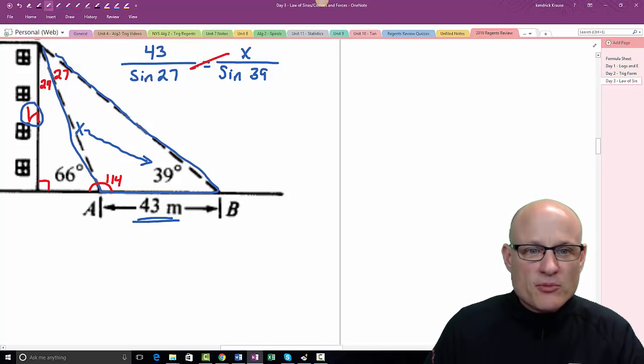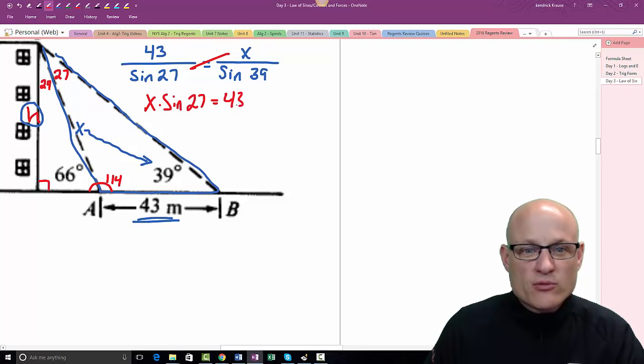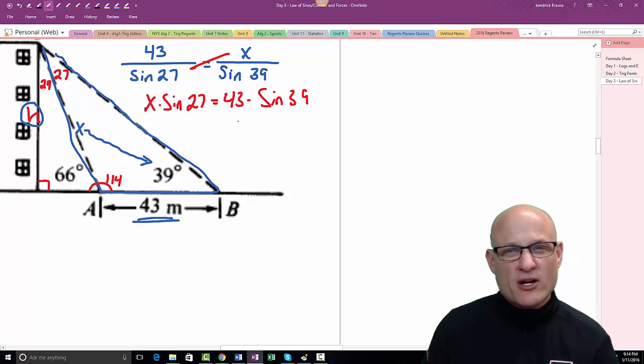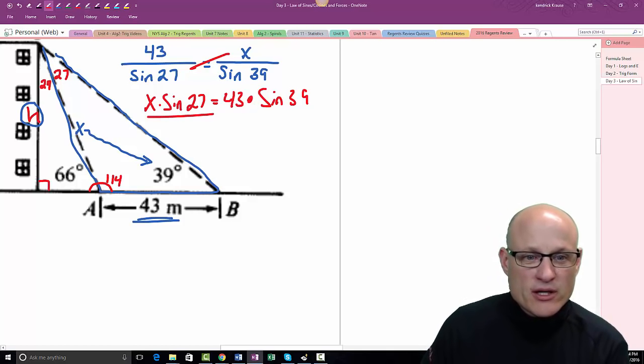So I'm going to cross multiply. I'm going to do x times the sine of 27 is equal to 43 times the sine of 39. Notice I always put the number first and the function second. Then we're going to divide by the sine of 27.